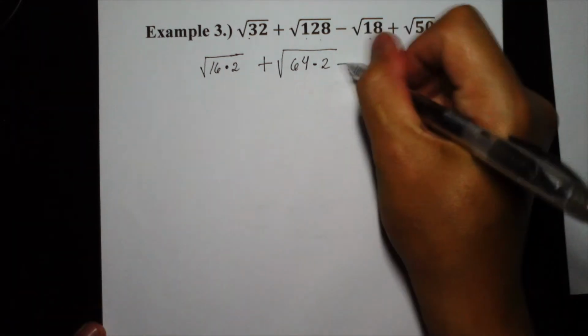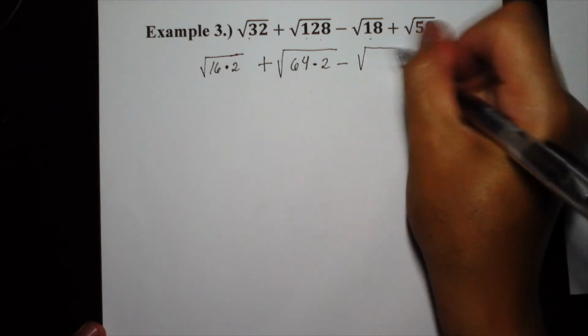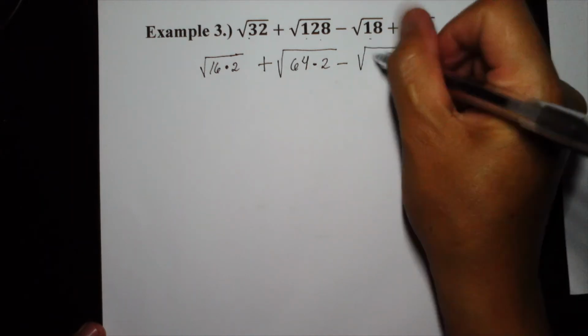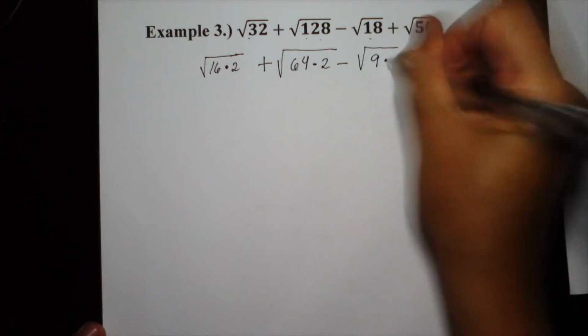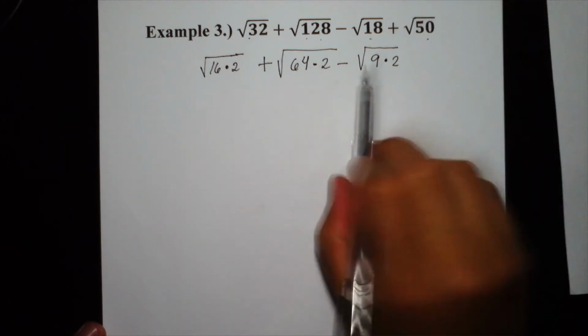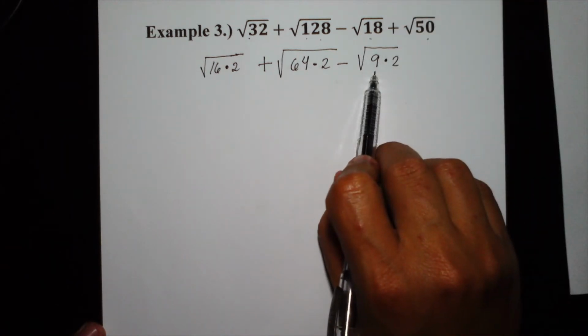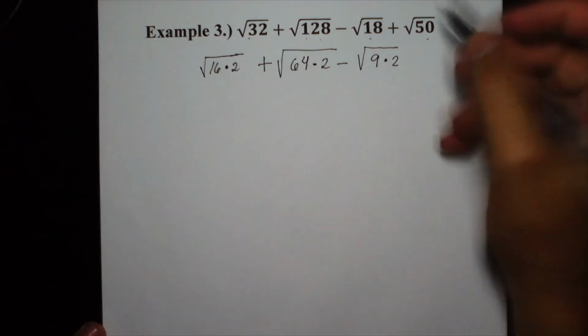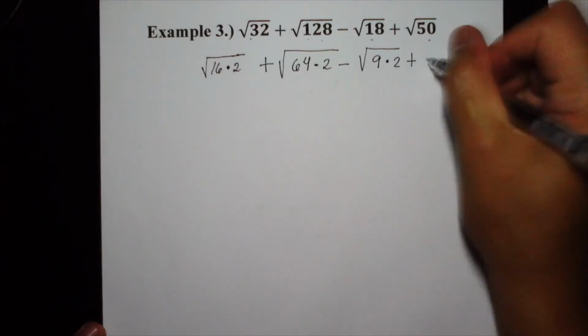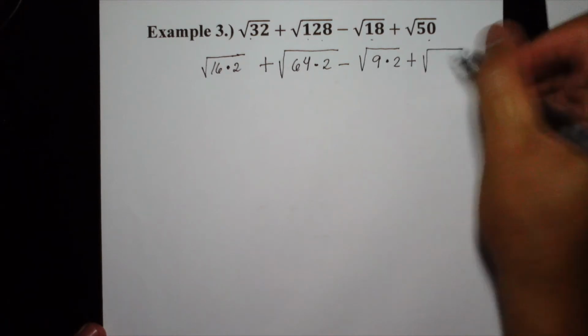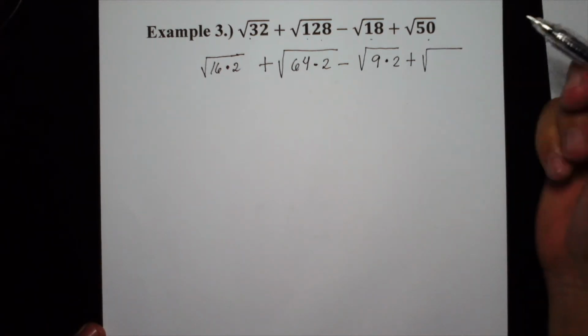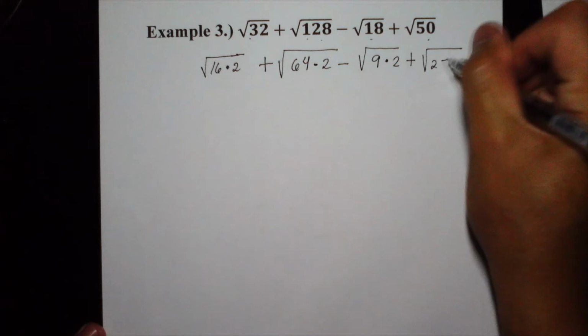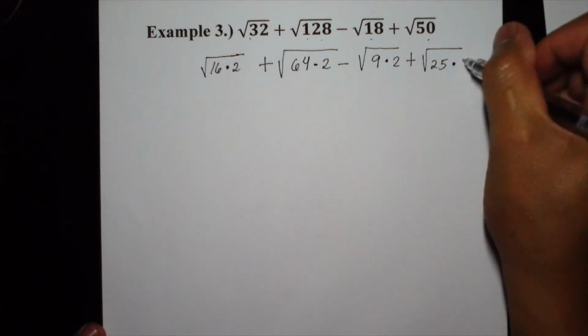Minus, factor 18, that will be 9 times 2. Remember that 9 also is a perfect square and 2 is not. The same is true with this one, plus square root of, okay, factor of 50, which is 25 times 2.